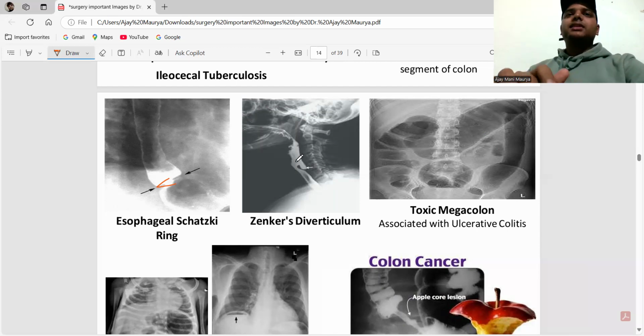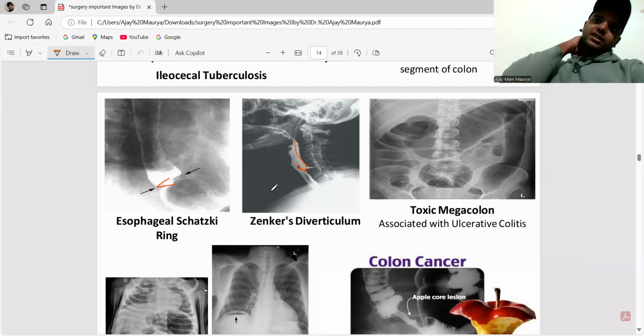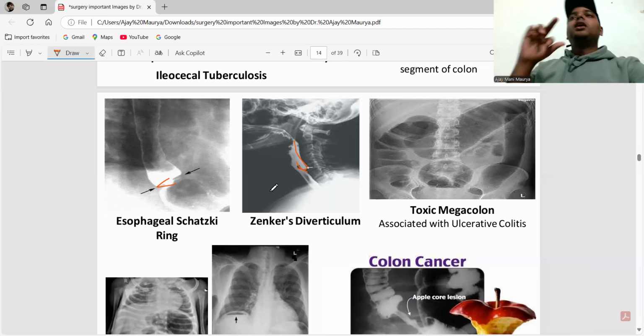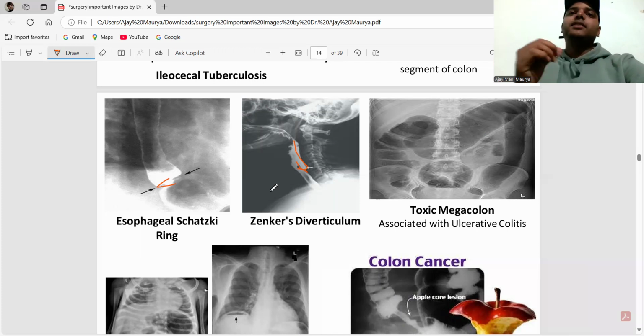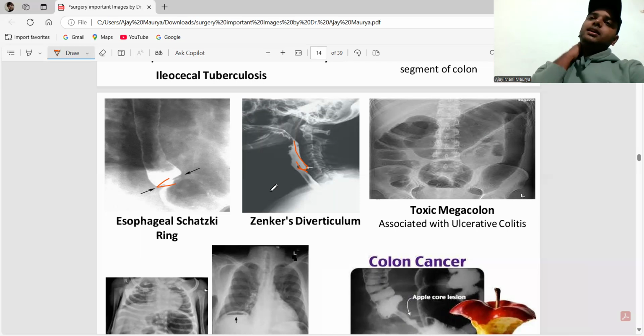This is the Zenker diverticulum, guys. This is between the inferior constrictor, between the thyropharyngeus and the cricopharyngeus. Okay, thyro and cricopharyngeus. The Zenker diverticulum is in the area called Killian's dehiscence. Okay, this is Killian's dehiscence, between the thyropharyngeus and the cricopharyngeus.